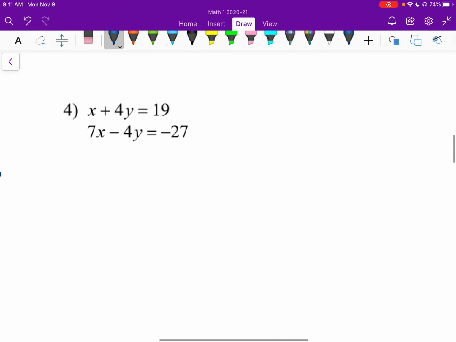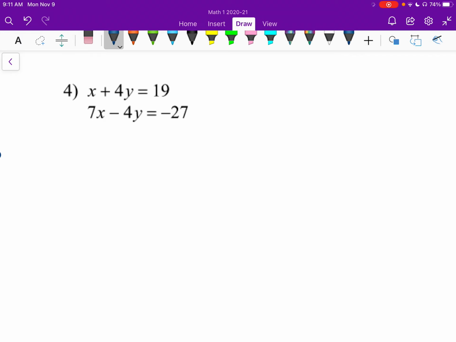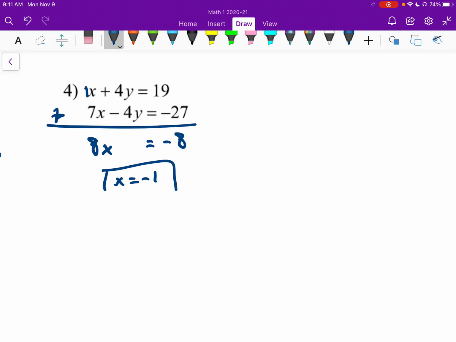Number 4. So the first decision that we have to make is which one can cancel easiest. And I'm thinking it's going to be the y's. The y's can cancel. We have a positive 4y and a negative 4y, so those will cancel. Those will be nice, and we can just add them together. 1x and 7x gives me an 8x. And then I have a 0y here. I'm just not going to write it down at all. And then I have 19 minus 27, which gives me negative 8. So this is the same thing as x equals negative 1.